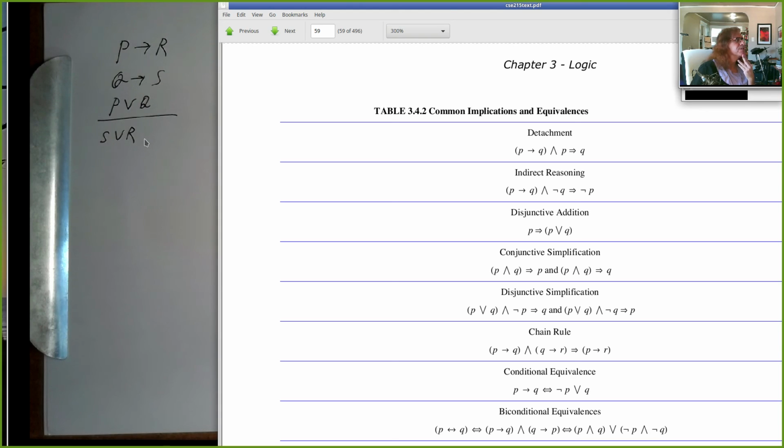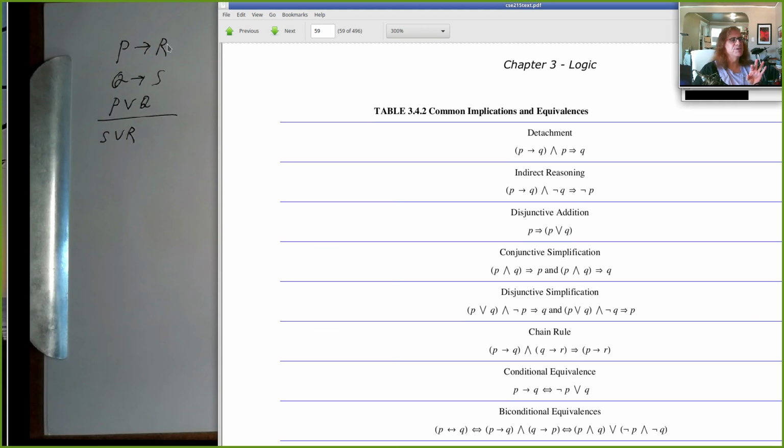So somebody suggested disjunctive addition for P or Q. If we know that P is true, we could conclude P or Q. But we're actually given P or Q, so some kind of simplification might help. But we're already told P or Q. We could OR that with something else. So somebody else suggested conditional equivalence. So what could we do conditional equivalence on?